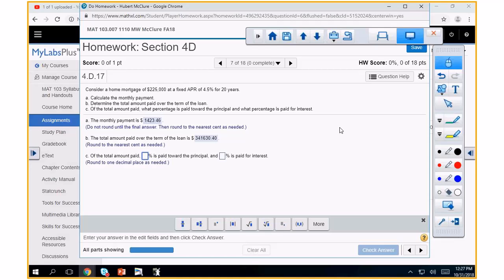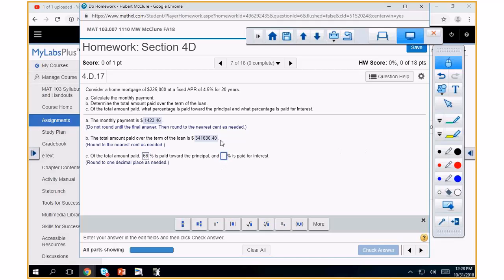What is it? You missed the number. We had to divide what? The 225 by the 341,630.4. I got 0.66. I got 0.6586. That's what I got. 0.66 or 66. So they want percent. And then we got to subtract it.